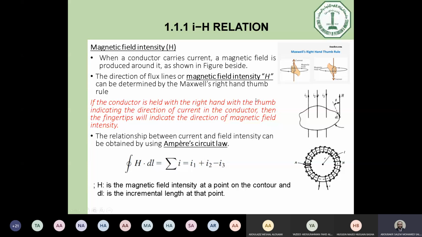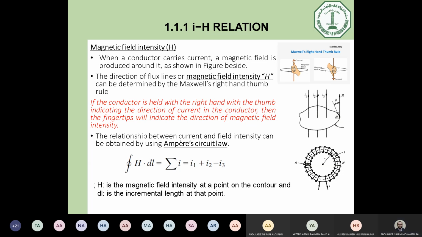If we have a conductor carrying a current like that, as you can see, if there is current moving in this conductor, a flux will start rotating around this conductor. So what is the rule for the direction of the flux? Using the right hand, if the thumb is in the direction of current, the other fingers will refer to the direction of the magnetic field, or H.